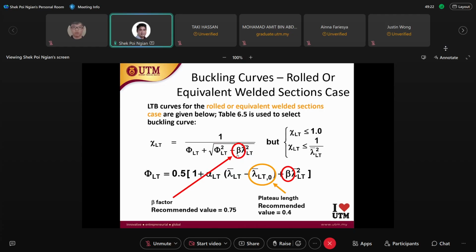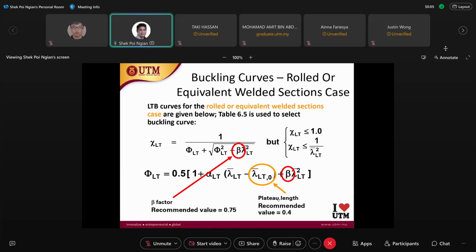consideration in the calculation. So the difference with the general case is we have this beta factor. Okay, in the formula, we have this beta factor, and then the limit is either 1 or we have 1 over lambda LT bar squared. We have two limits that we have to check. And then for the calculation of phi, we don't use 0.2. We use lambda LT naught bar.